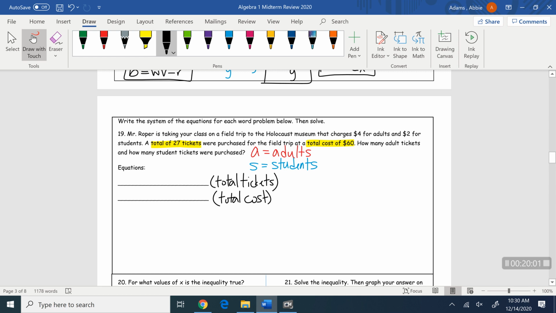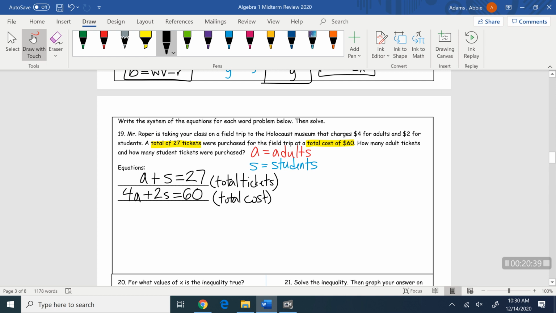So let's look at that. It tells us that a total of 27 tickets were purchased, which means I'm going to just add up my number of adult and student tickets. So A plus S is equal to 27, because we don't know how many of each ticket were purchased yet, but we can do that by solving our system of equations. We know that each adult ticket costs $4 and each student ticket costs $2, and we know that they spent a total of $60. So for each adult ticket, they paid $4, and for each student ticket, they paid $2. So 4A plus 2S is equal to 60.